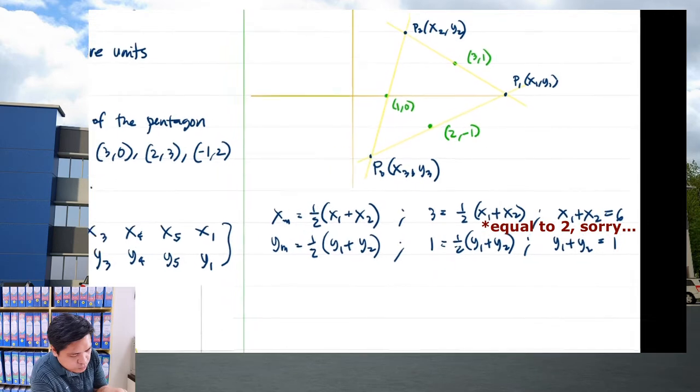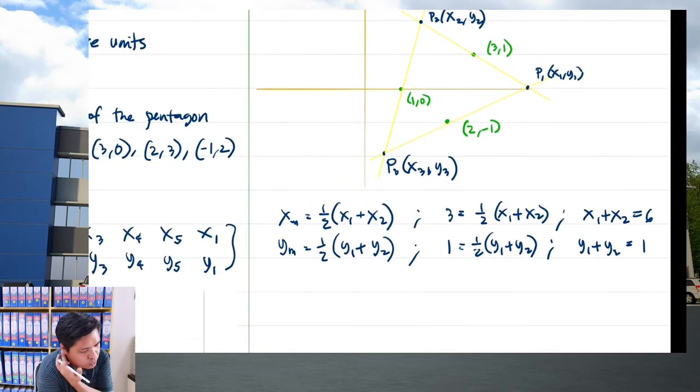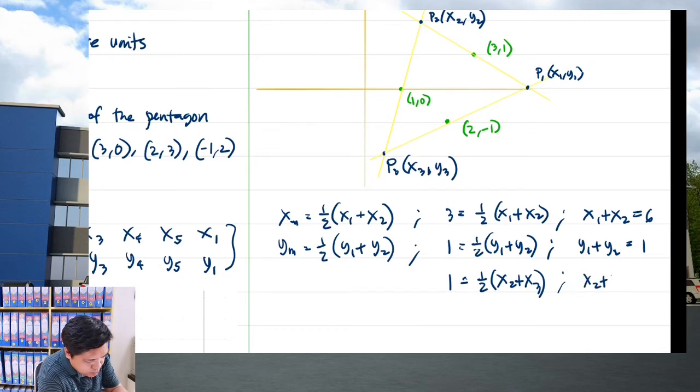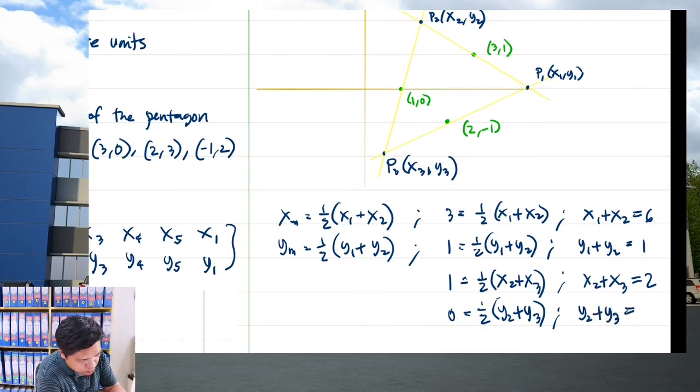Yung next point naman natin is between P2 and P3. So between P2 and P3, 1 is equal to 1/2 (x2 plus x3). Okay? So that means x2 plus x3 is 2. Now, pagdating sa y, 0 is equal to 1/2 (y2 plus y3). So that means y2 plus y3 is equal to 0.